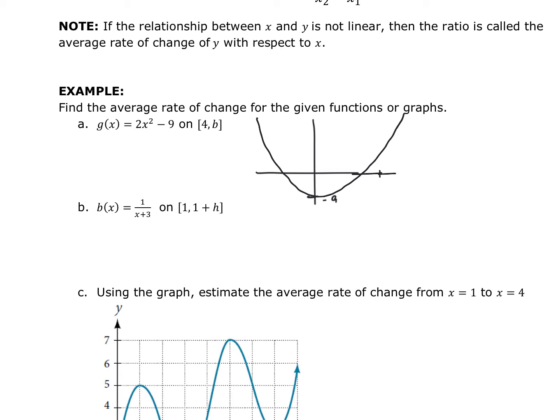Now, assume we put 4 into my function. So I'm going to put in 4. g of 4 is equal to 2 times 4 squared minus 9. Well, 4 squared is 16. 2 times 16 is 32. Minus 9 is 23. So here is that first ordered pair, (4, 23).